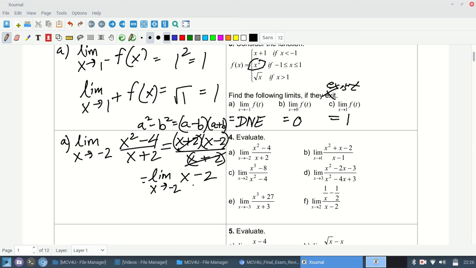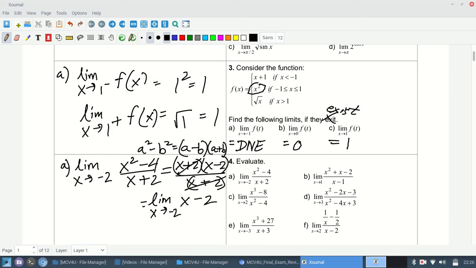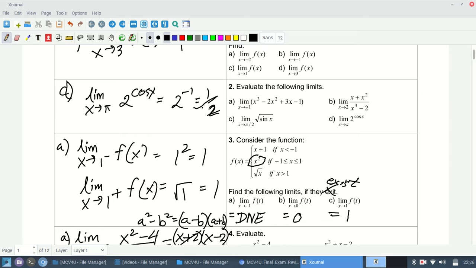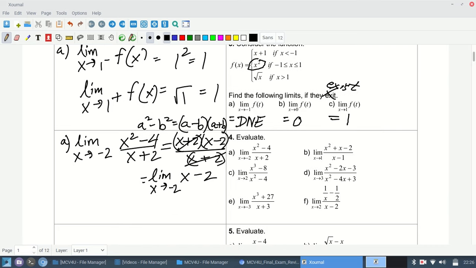So really, at this point, I've got a polynomial. So I've got the same situation that I had just a couple of questions ago. Let me go to it. This situation, it's a polynomial. So I can do a direct substitution now. And when I do a direct substitution, I get -2 minus 2. That, in the end, is -4. That's the first part, and I'm going to continue on with the later video.